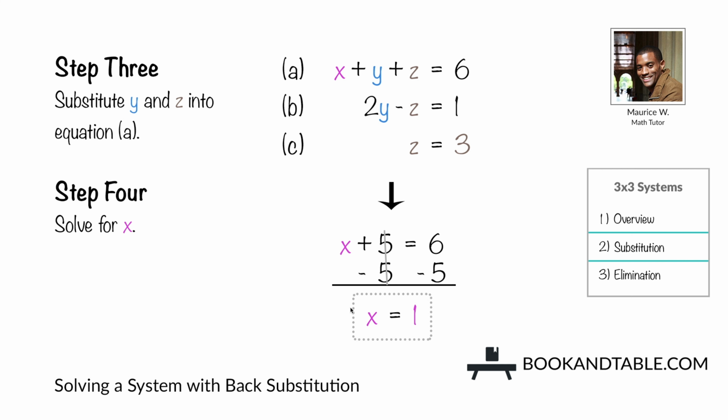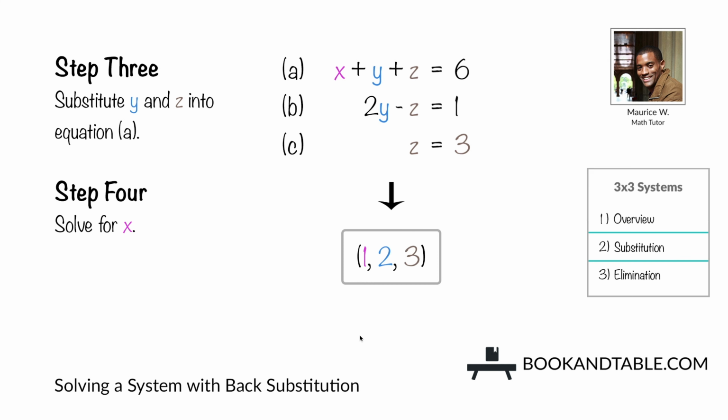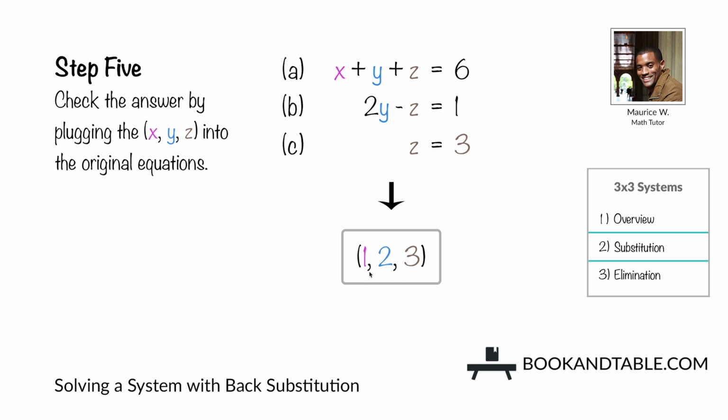So now we have the value for each of the 3 variables. X is equal to 1, y is equal to 2, and z is equal to 3. So this x, y, z coordinate would be the solution to this 3x3 system. And you want to check your answer by plugging the x, y, z, 1, 2, 3, into the original equations to make sure that you get a true statement for all 3.